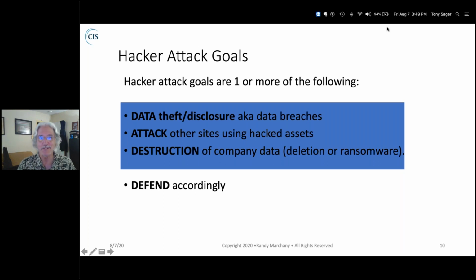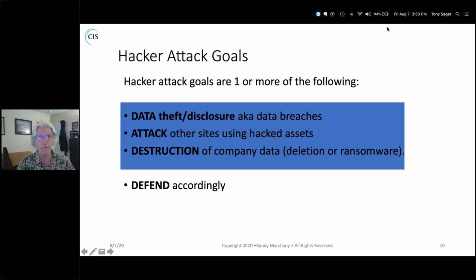It turns out they really are only doing three things, in my opinion. The first thing is they're after data of some sort, whether it's your personal data, corporate data, or research data. They're after your data, and they want to steal it. They want to disclose it, whether for a fee or just to embarrass somebody. So they're after your data.